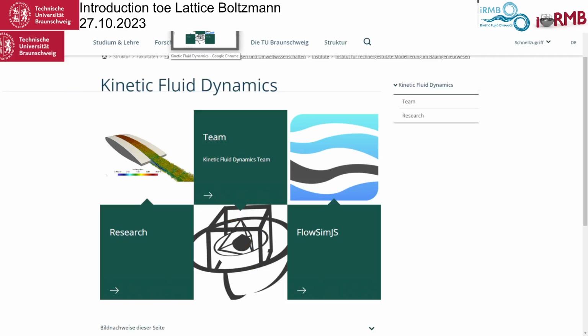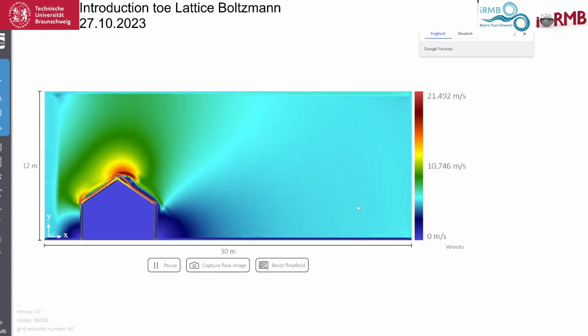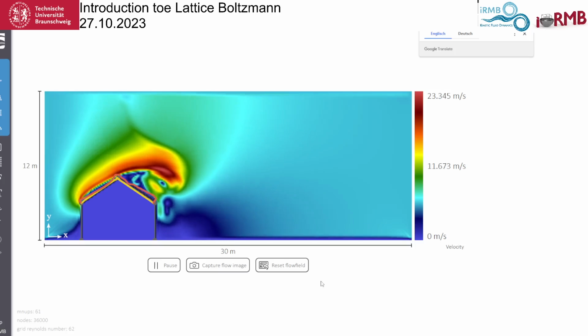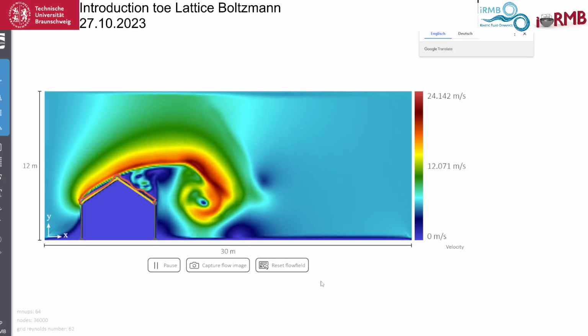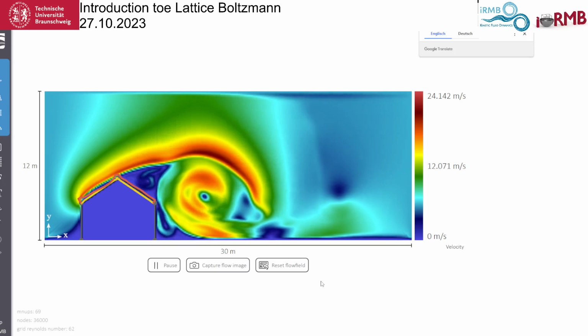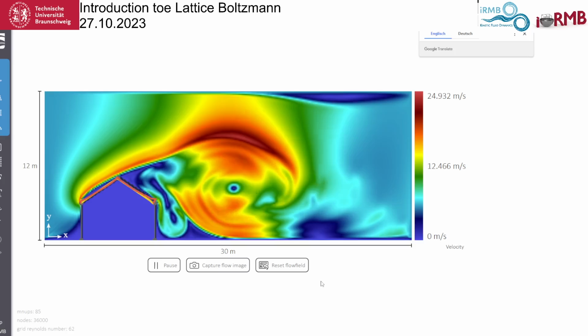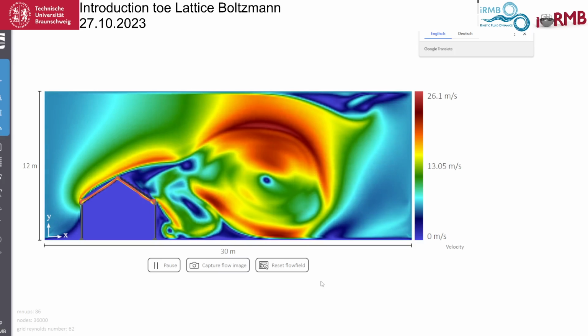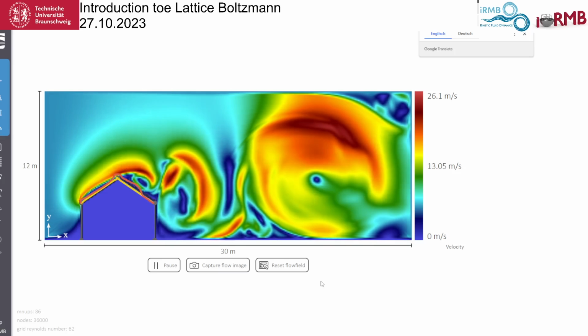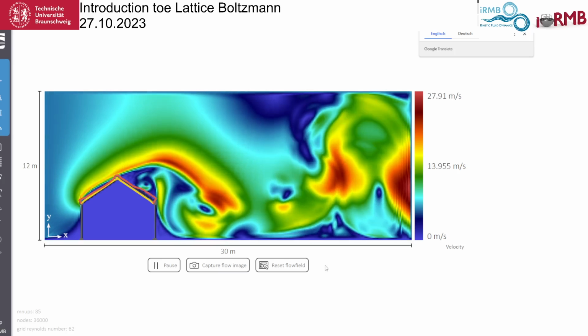If we go to the web page of our institute, there is a division, Kinetic Fluid Dynamics, and in this division you will find the link to something called FlowSimGS. So take this as a teaser. We can click on this, and then in your web browser starts a simulation using the Lattice Boltzmann method. So now this is running in your web browser. Actually, it is running on the graphics card of your computer, to be more specific.